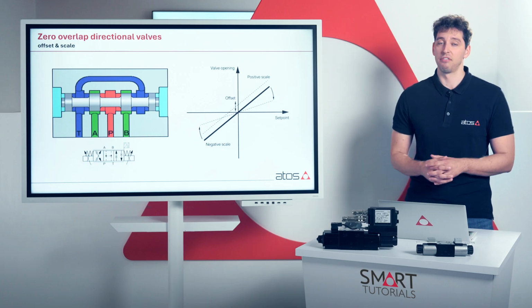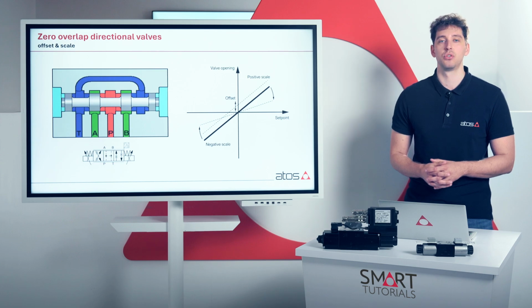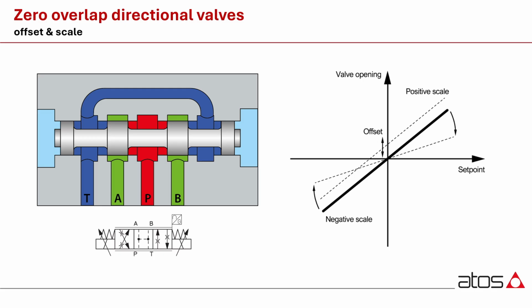To avoid this effect, an offset must be introduced which acts on pressure gain. The offset shifts the spool slightly even when the set point is at 0%, to a position where the pressures create equal and opposite forces on both sides of the cylinder. This ensures that the actuator remains stationary when the set point is 0%.